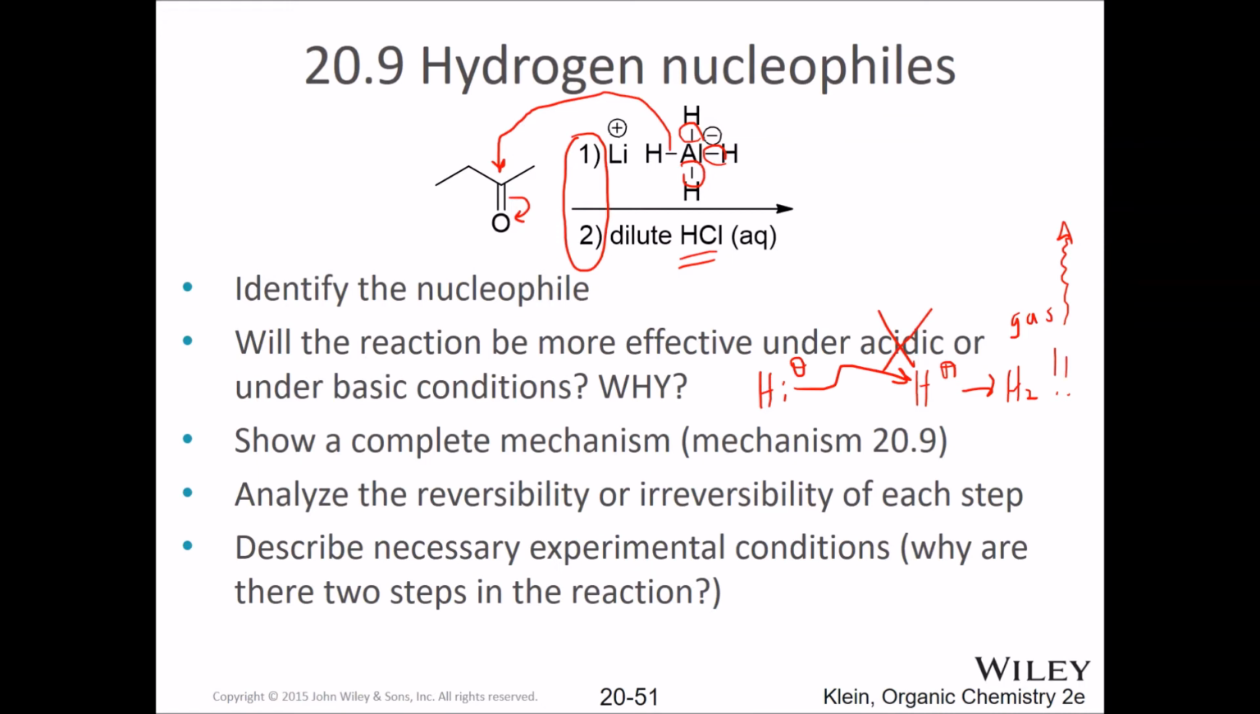All right? Now, also think about the reversibility and irreversibility. Which of these are going to be reversible? Which steps go back and forth? Okay, bring that question to class if it's not clear to you, and describe the necessary experimental conditions, which I've already done. All right, that's it for this section, and I'll see you in section 10.